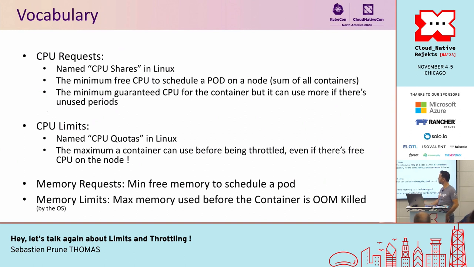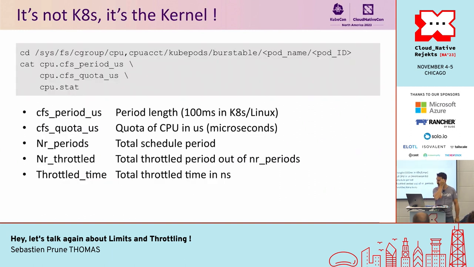And then you have limits, or quotas in the Linux kernel. It's what the container can use. For memory, it's very easy: if you use more than that, you're going to be killed, because the system thinks you're using too much, and you're out. For a CPU, if you use more than that, you're going to be throttled. And that's the content of this talk today.